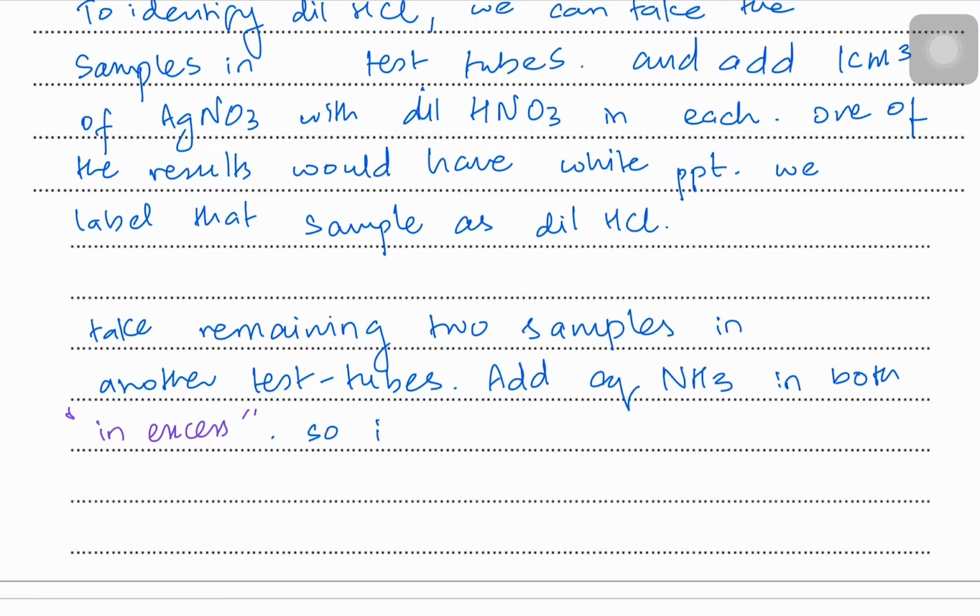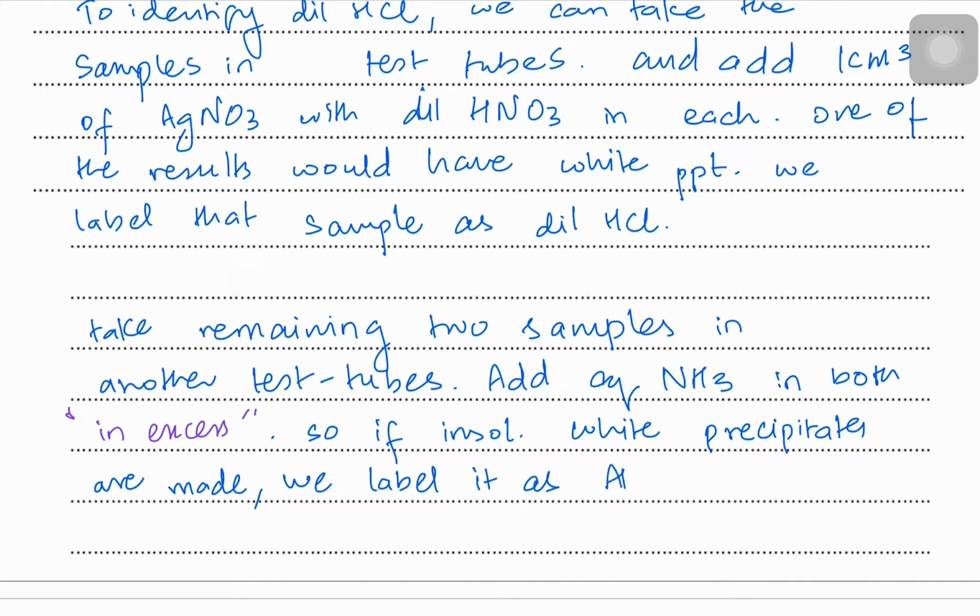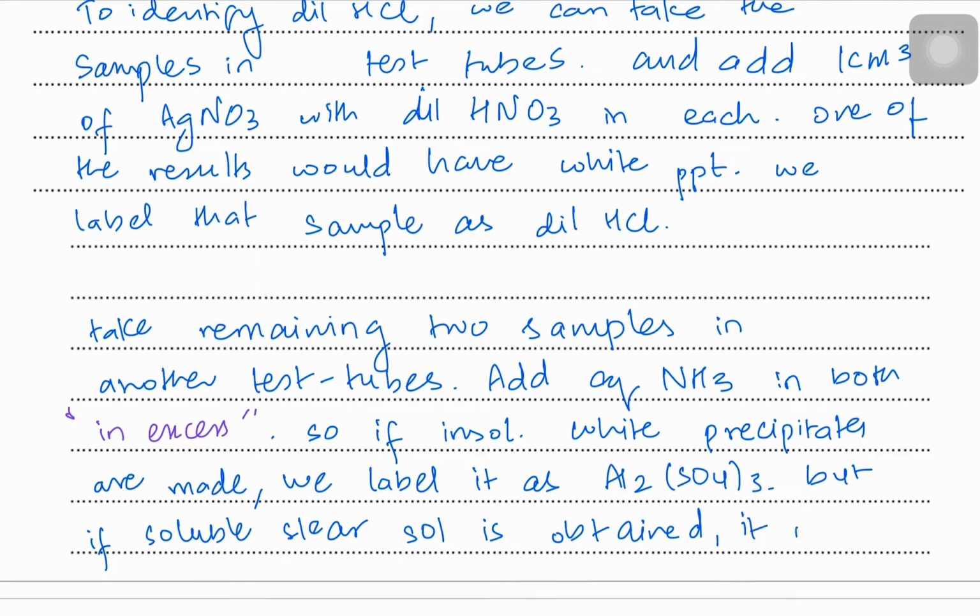So if insoluble white precipitates are made, we label it as aluminium sulfate. But if a soluble clear solution is obtained, it is zinc sulfate, because zinc does not make white precipitate with aqueous ammonia.